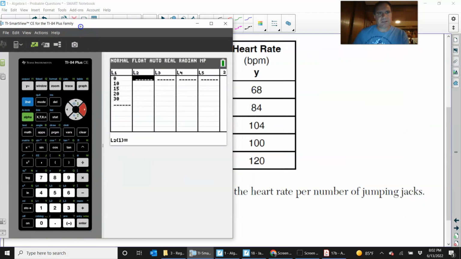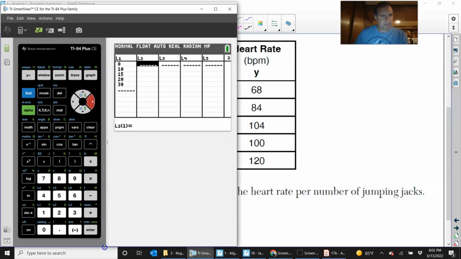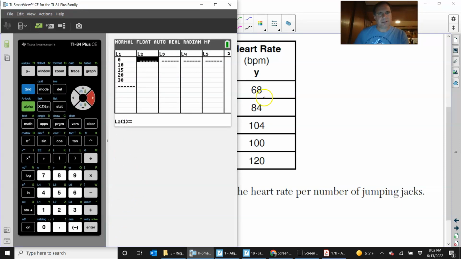I'll move this over here. We're going to start with 68, enter, 84, enter, 104, enter, 100, enter, and 120, and enter.